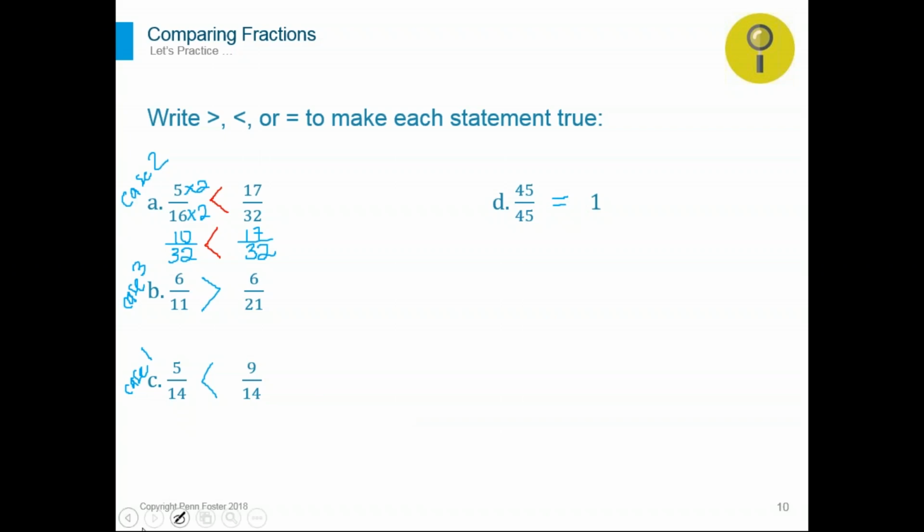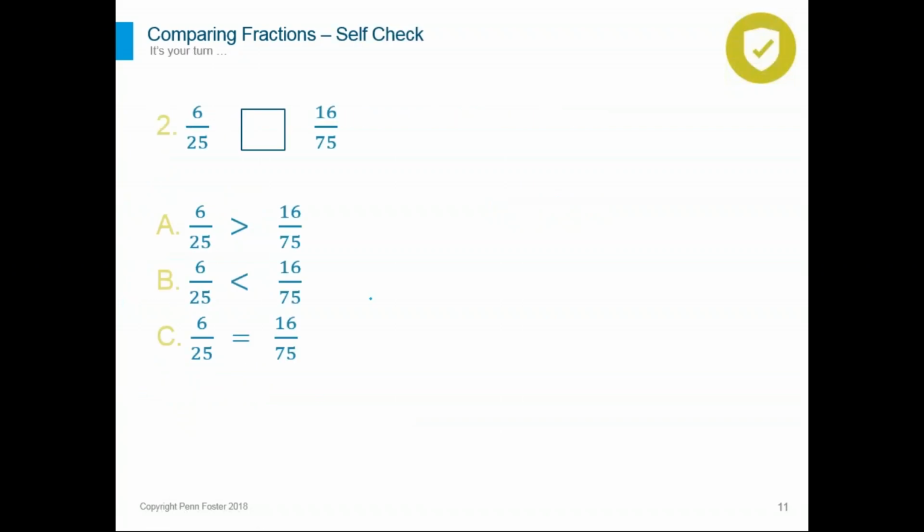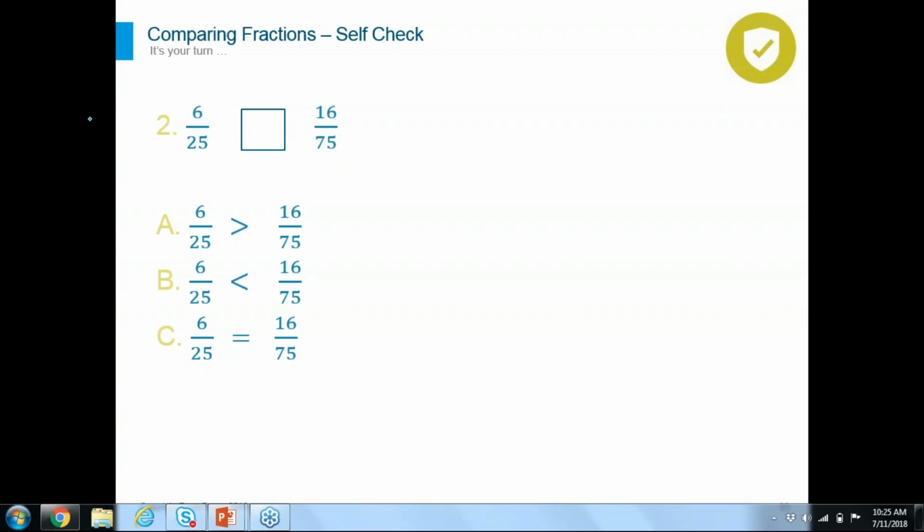Okay, let's go to a self-check question on the same topic, comparing fractions. We have 6 over 25 is what to 16 over 75? You can write down the question. Take your time looking at which case that question is, case number 1, 2, or 3. If it's case number 2, which is a little bit harder than the other two cases, you want to compare the denominators and determine if you have to use a factor to change one of the fractions to an equal fraction.